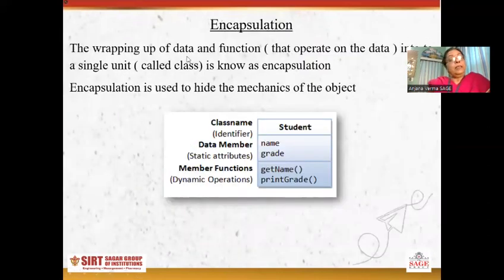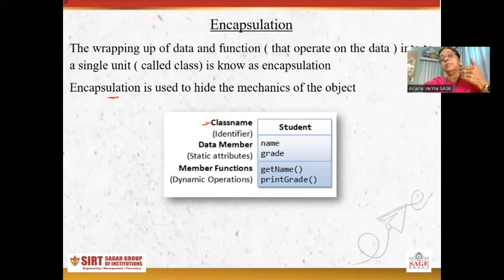Encapsulation is a property of the object-oriented concept. What is encapsulation? Wrapping of data and functions that operate on data into a single unit. Means wrapping of data, meaning attributes, and functions. We can say the encapsulation property, and you can show this encapsulation property with the help of class. Encapsulation means many things we encapsulate in one unit.